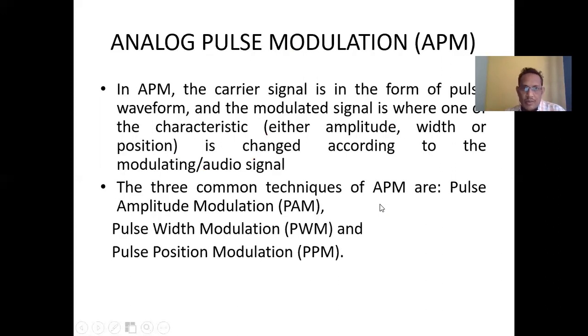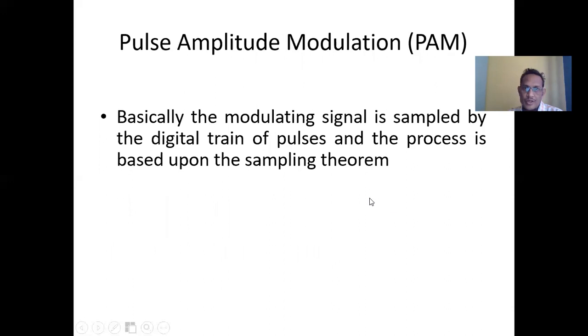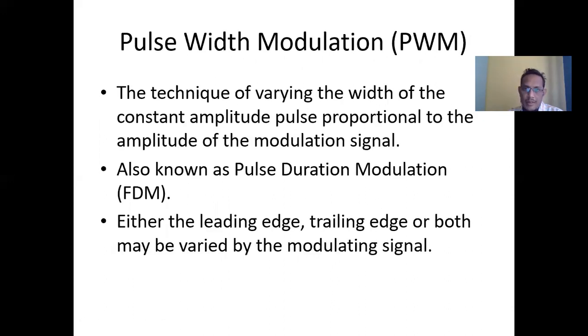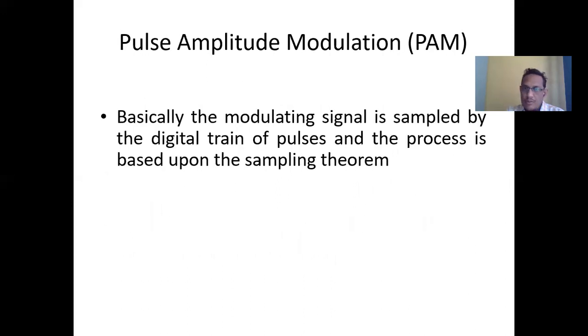As I said earlier, what is the exact meaning of analog pulse modulation? In analog pulse modulation techniques, your modulating signal is a baseband signal, in terms of a sine wave, while the carrier is a high frequency pulse train. According to that, you can change three different parameters, so I get pulse amplitude modulation, pulse width modulation, and pulse position modulation. We will define all three.